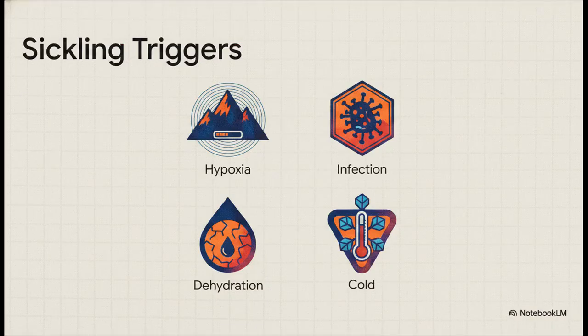Oh, and you've got to remember the specific triggers that actually set off that initial deoxygenation cascade. Things like sudden hypoxia from high altitudes, systemic infections, poor hydration, extreme cold exposure, and physiologic acidosis. Counseling patients to avoid these triggers is literally half the battle in managing the disease day to day.